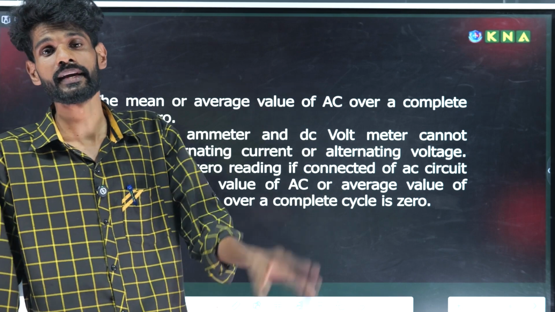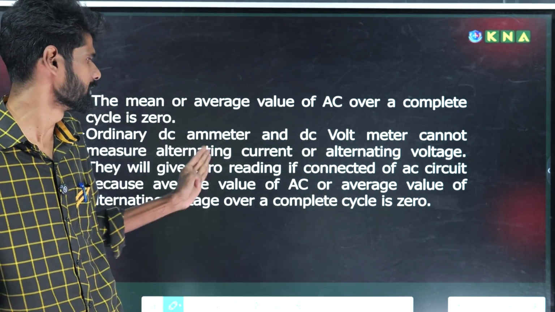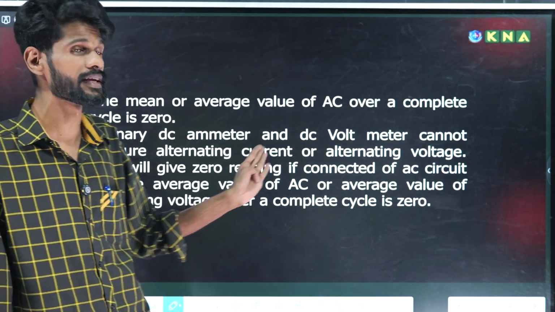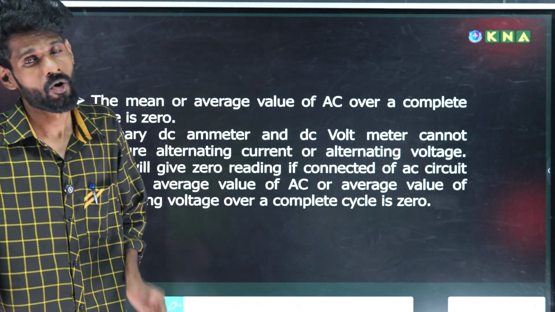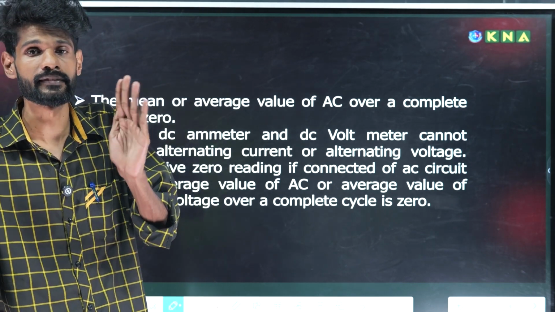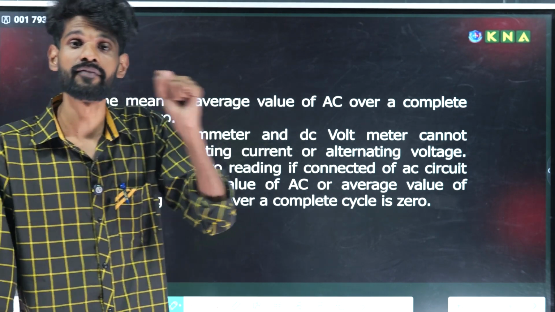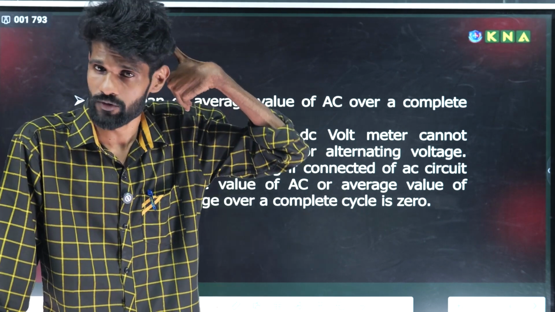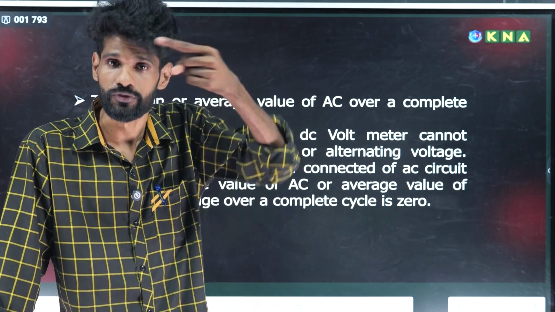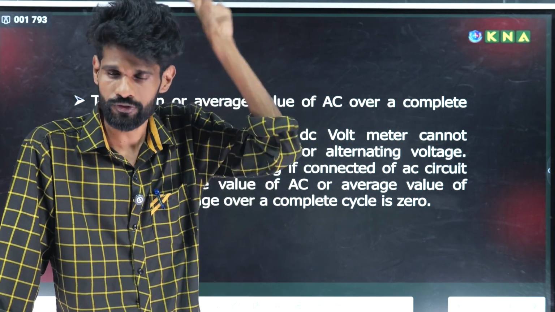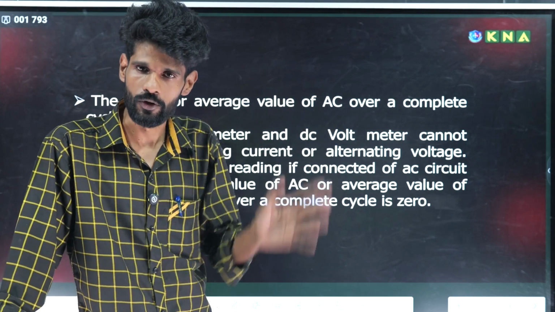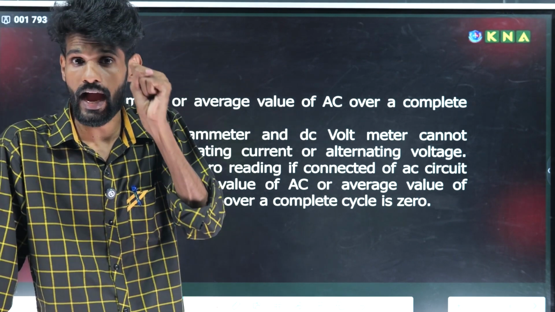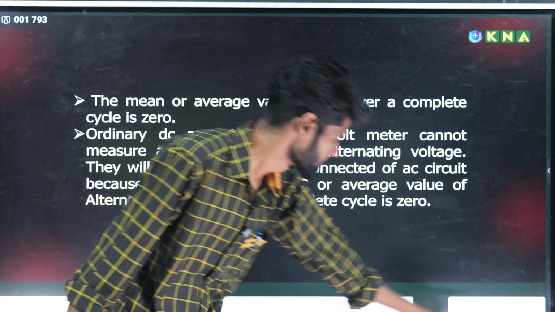So here the ordinary DC ammeter and DC voltmeter cannot measure alternating current or alternating voltage, because ordinary DC ammeters and DC voltmeters measure the average value of the quantity. If we put an AC signal to an ordinary DC voltmeter or DC ammeter, it will show 0 reading, because the average value of AC over a complete cycle is equal to 0. So remember that ordinary DC voltmeters and DC ammeters measure the average value of the quantity.